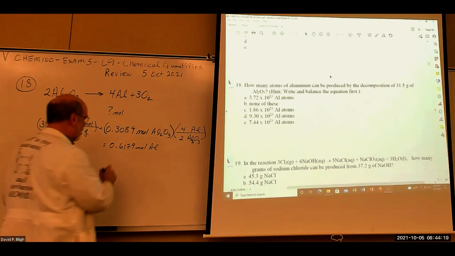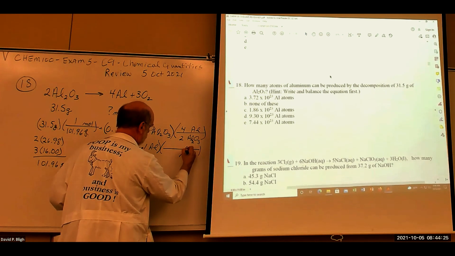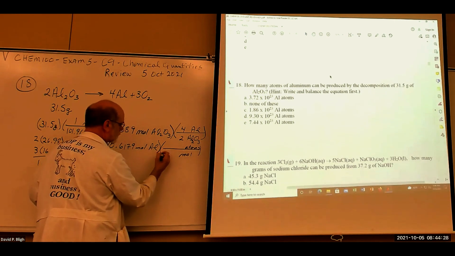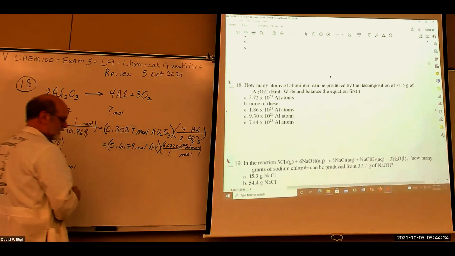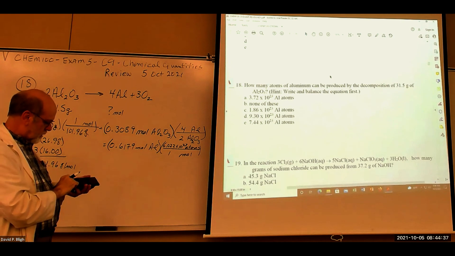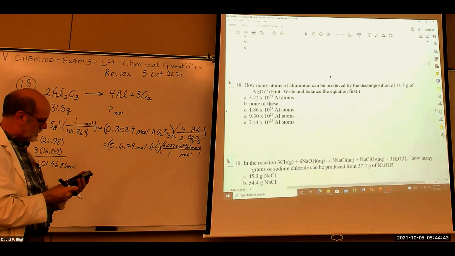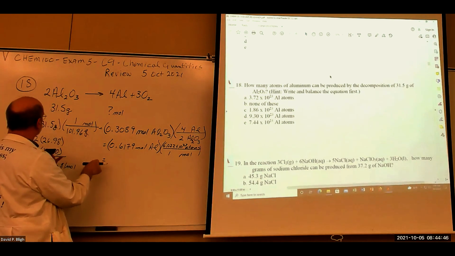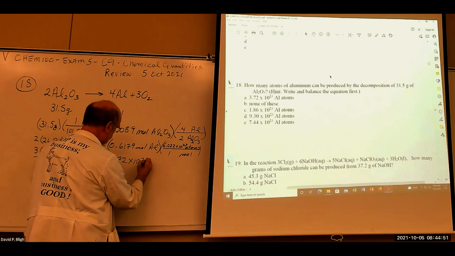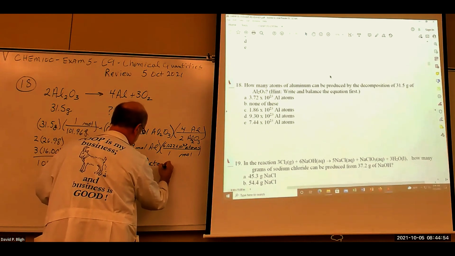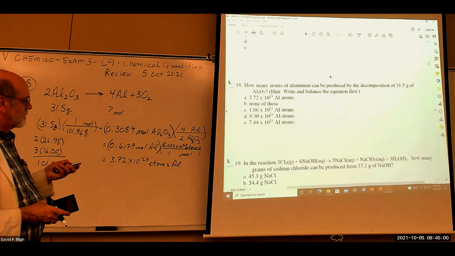And what's the magic number for atoms? Avogadro's number. Okay, so that number 6.022 times 10 to the 23rd multiplied by this one gives us, now I can round it off, 3 significant figures, 3.72 times 10 to the 23rd atoms. Okay, there it is right there.